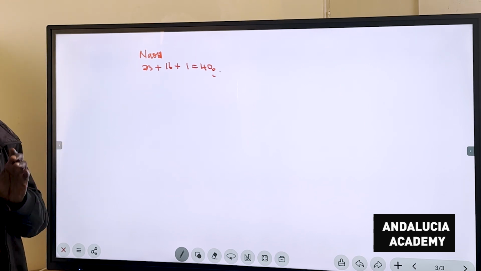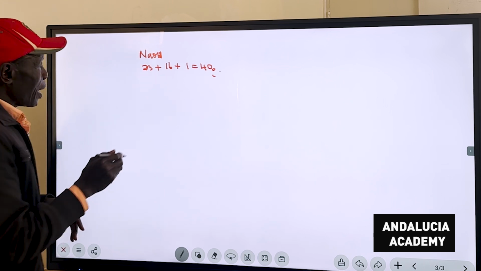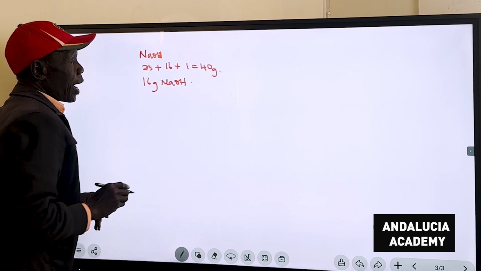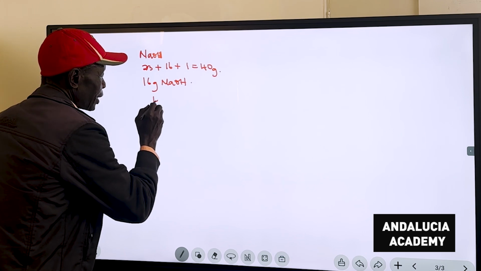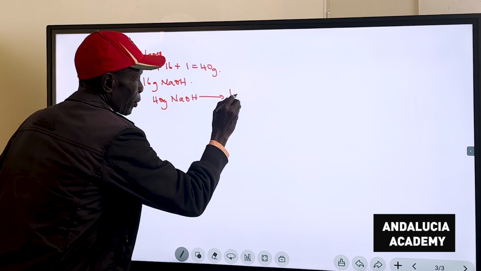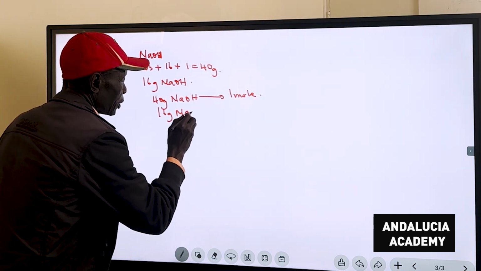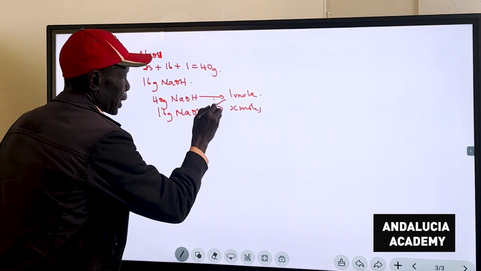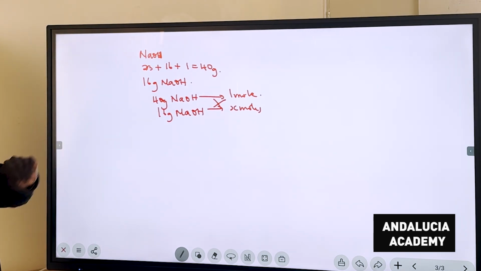Now, suppose I do not have the 40 grams, but I have, let's say, 16 grams of sodium hydroxide. How many moles are those? Still, it is very simple. You know, 40 grams of sodium hydroxide is 1 mole. What about 16 grams of sodium hydroxide? That will be X moles. Cross multiply. So you get another simple formula for getting the number of moles.